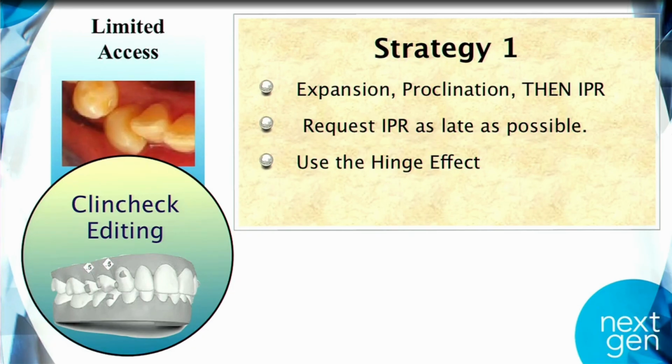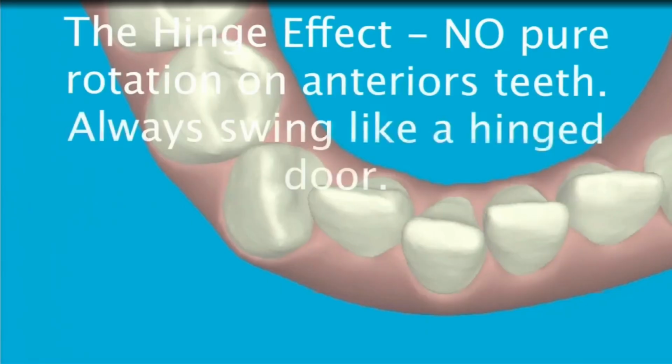The hinge effect is the idea that you would never use pure rotation. Pure rotation would be taking the dial and taking a tooth and spinning it like a dial, or spinning it like a top. That's pure rotation. You will find that your teeth move very much more efficiently if you program in the hinge effect. Now, do you always have to ask for that? Sometimes yes, sometimes no. Let's take a look.